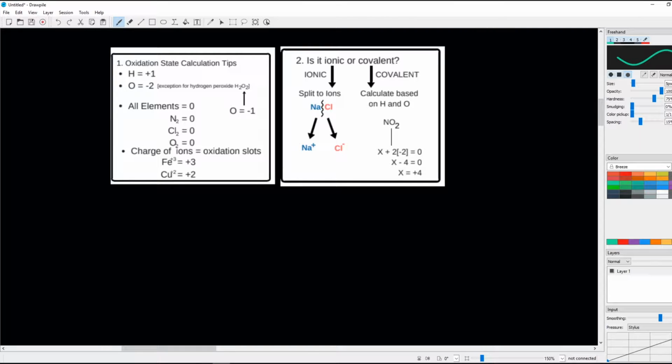Hey, you asked about oxidation state calculation. I assume that's related to redox reactions. So these are my tips on how to do oxidation state calculation.